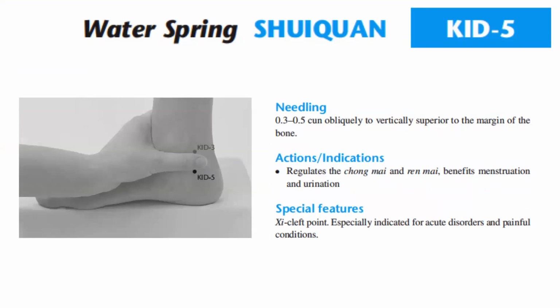We needle Kidney 5 0.3 to 0.5 cun obliquely to vertically, superior to the margin of the bone. As for its actions and indications, Kidney 5 regulates the Chongmai and Renmai and benefits menstruation and urination. For its special features, Kidney 5 is the Xi-Cleft point of the kidney meridian. It is specially indicated for acute disorders and painful conditions.